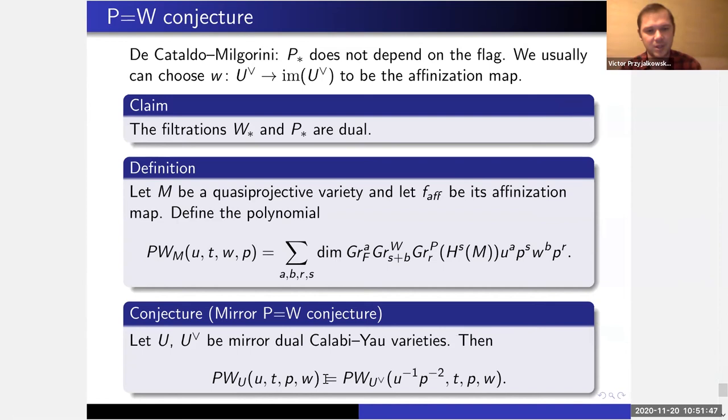If you forget about the perverse filtration and weight filtration, you have just the usual Hodge polynomial, and this change of variables exactly shows the rotation of the Hodge diamond. Once more, the left side should be multiplied by u^n t^n. And this is the mirror P equals W conjecture, saying that the two filtrations, weight filtration and perverse filtration, are interchanged.